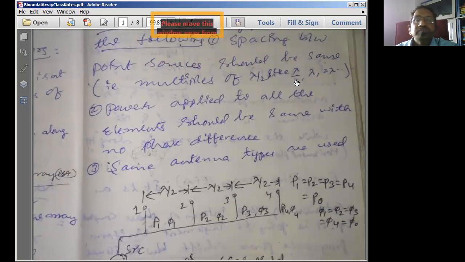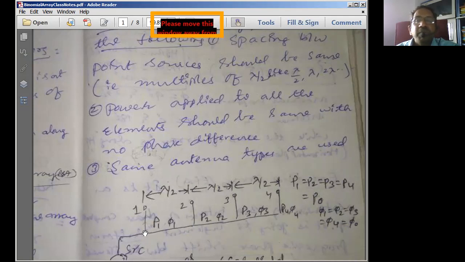So if we consider, say, lambda, the spacing is going to be lambda, lambda, lambda between the antennas. That means we usually take multiples of lambda by 2, so lambda, 2 lambda, 3 lambda like that. Based on the requirement, we normally take a uniform spacing between the antennas in the array. Therefore the spacing between two antennas in the array is always going to be the same. If you take lambda by 2, it has to be fixed as lambda by 2 for all the spacings between the antennas in the array.